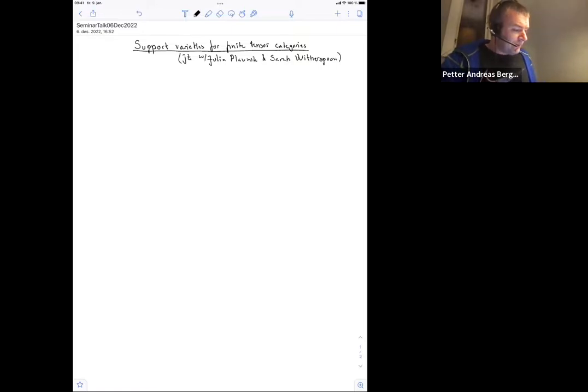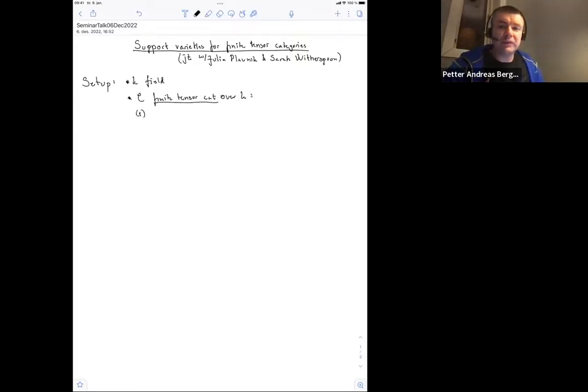So let's just start with the setup. K will be just a field, an arbitrary field, and C, or curly C, is a finite tensor category. So what does this mean? A finite tensor category over K, I should say. So what does this mean?